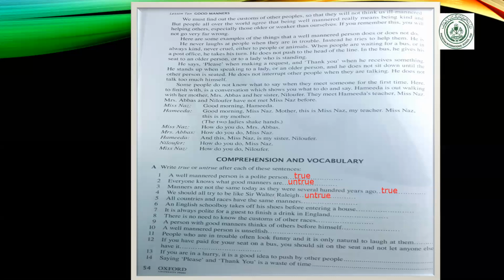Untrue. And number five, all countries and races have the same manners. All countries and races have the same manners, dear students? No, every country has its own manners and they are different. Number 6, an English schoolboy takes off his shoes before entering a house. Is it true or untrue, dear students? It is number 6, untrue.